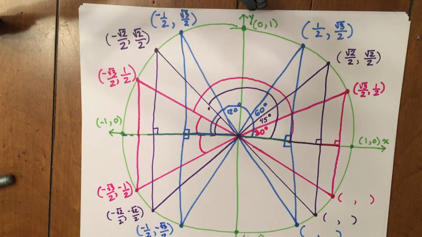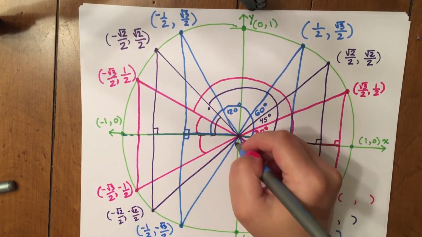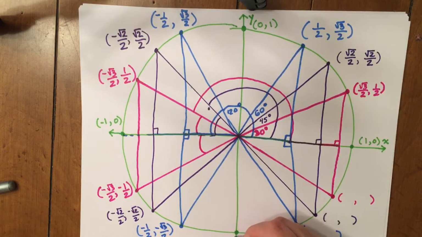And I think you can guess the pattern now. When we get into the fourth quadrant, this right here, this vertical green line, is the 270 degree mark. We have our cosine and our sine for 270 degrees.